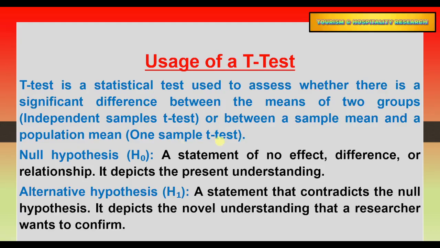In one sample t-test, generally the null hypothesis is a statement of no effect, difference or relationship. It depicts the present understanding. What is an alternate hypothesis? A statement that contradicts the null hypothesis. It depicts the novel understanding that a researcher wants to confirm.